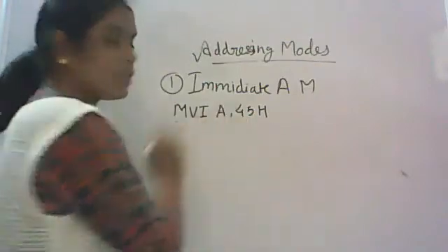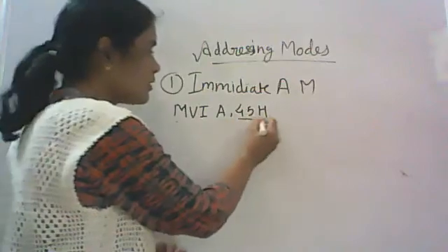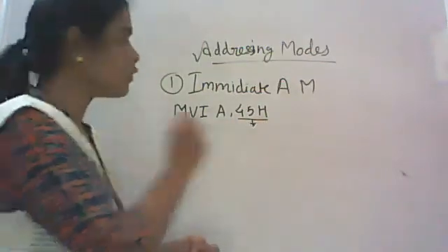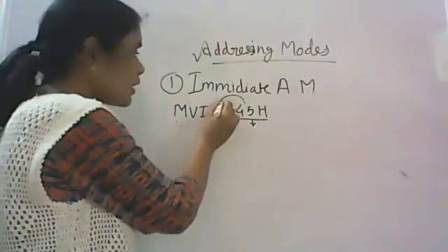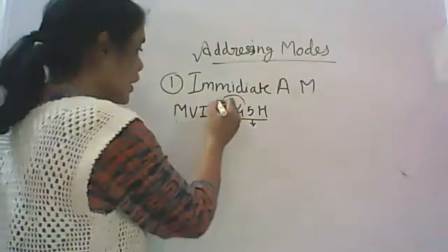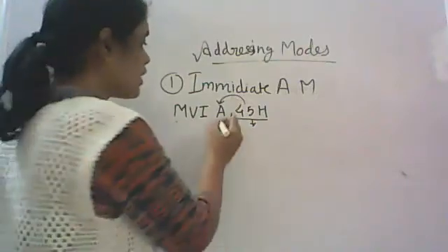MVI A, 45 hex. That is move data. This is the data. Move this data 45 hex immediately to the register A. Immediately to the register A. Okay, this is the accumulator.